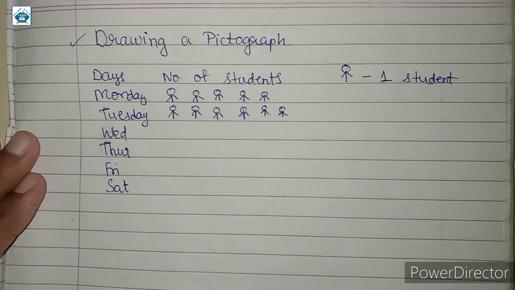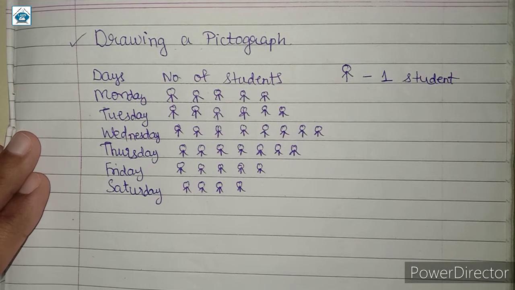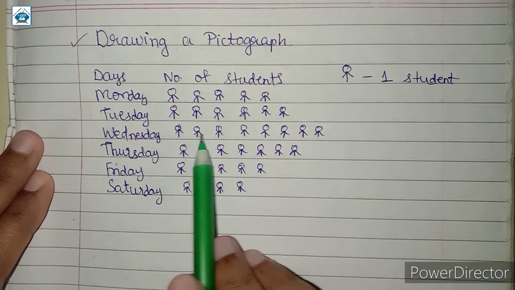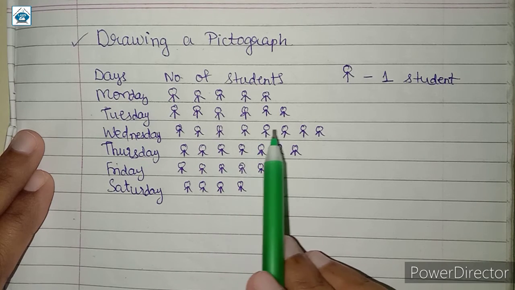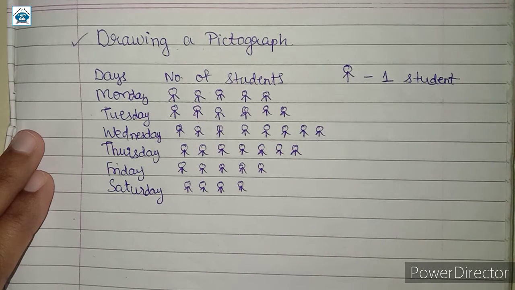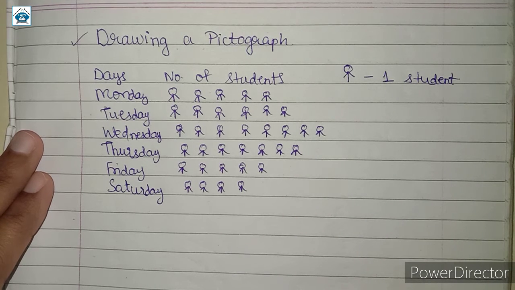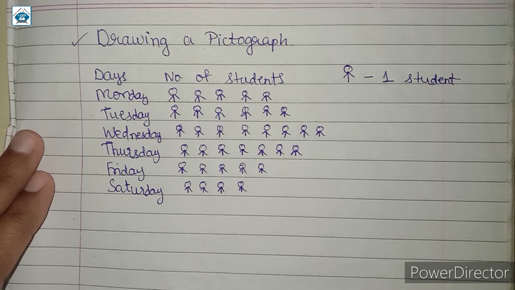6 symbols are enough to show that 6 students were present on Tuesday. So in this way we can represent the number of students. On Wednesday, 1, 2, 3, 4, 5, 6, 7, 8 students were present. Similarly, from this pictograph we can easily say the number of students that were present.